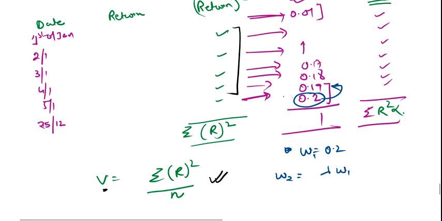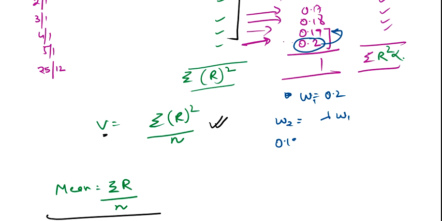Clear? Now try to understand what is my weight 2? 0.19. Clear? So how am I actually able to find out 0.19? Because it is 0.2. So we can simply find out the value of the lambda, that is 0.95. Clear? So weight 2 is equals to 0.95 multiplied with 0.20, which is equals to 0.19.